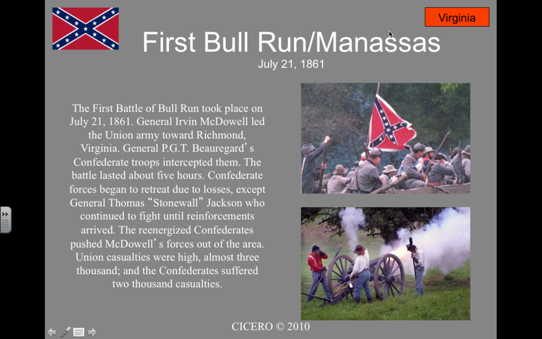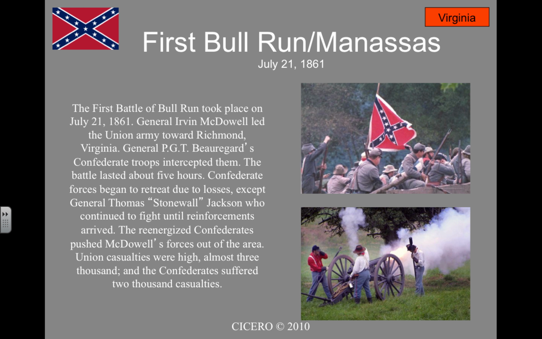The South would always use the name of the town, so it was in Manassas, Virginia, or by Bull Run Creek in Virginia. This was the very first battle. It wasn't a very big battle, but it was the first major battle. We talked about earlier that people would come down from Washington, D.C., much like you guys would watch football on a Sunday afternoon. They went and watched this battle.